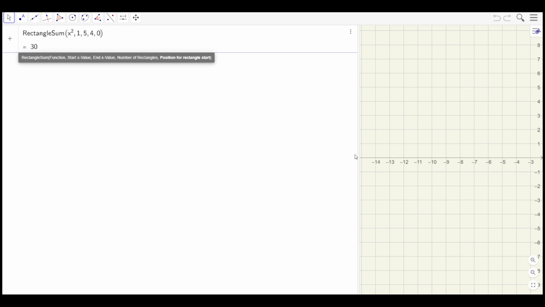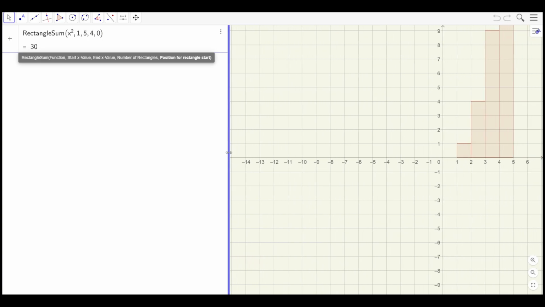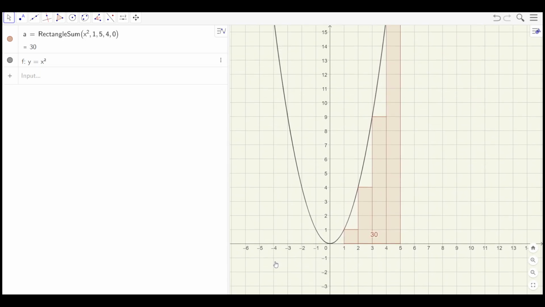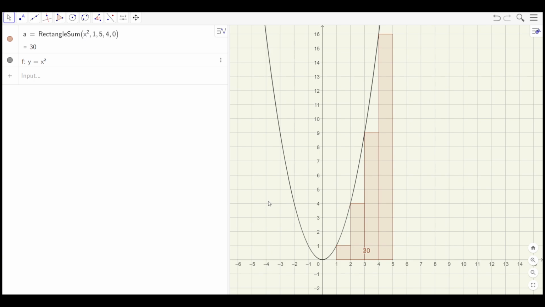So what is the meaning? Unfortunately, it doesn't draw. Oh yeah, it draws something for me. Okay, so let me also show the function. This is my function. So you see that this number 30 that appears here is not the area, it is the sum of the areas of these rectangles you see.